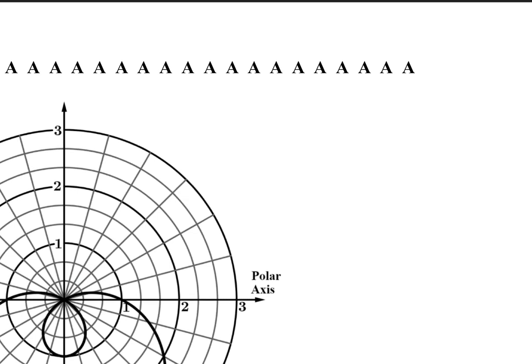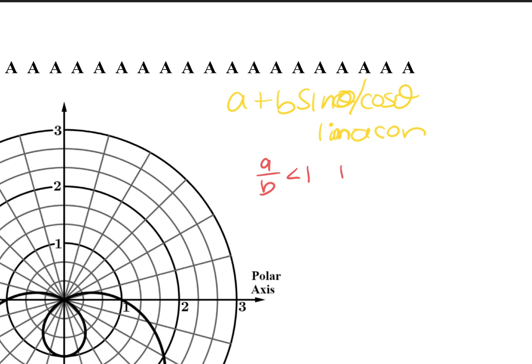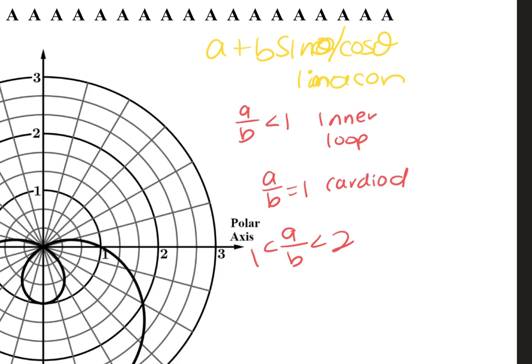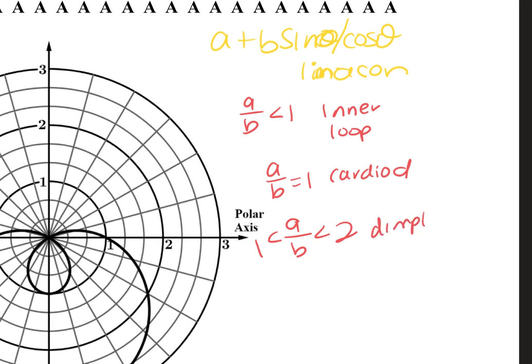So if it's a plus b sine or cosine, this is your limaçon. If it is, then you do a over b, and we ignore the signs. If it's less than 1, inner loop. Equal to 1, cardioid. In between 1 and 2, but not equal to either of them, dimpled. And greater than or equal to 2, convex.